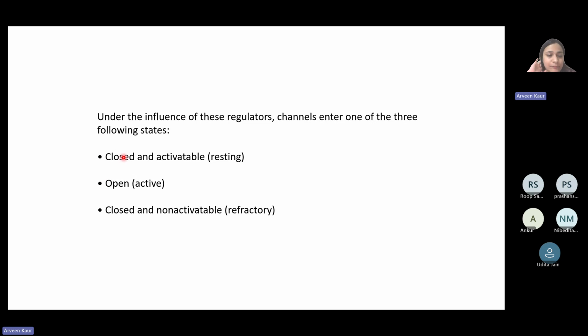So if it is closed, but we can activate it if we give the ligand or if we apply more pressure, it can be activated. Then that is known as the resting state, right? If on the contrary, the channel is open, then it is already active. There is a third possibility wherein the channel could be closed, but in this state, it is non-activable, right? So whatever amount of pressure you apply, whatever amount of voltage gets changed or ligand you give, it will not open, right? So it is closed and we cannot open it, right? So that is known as the refractory phase, right?